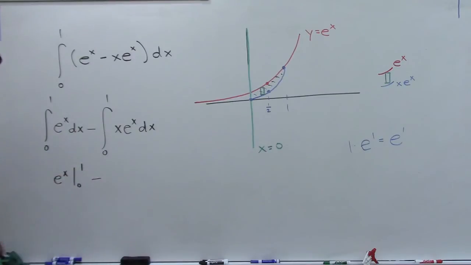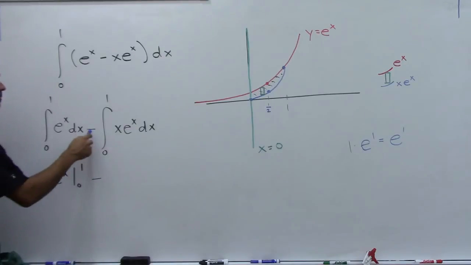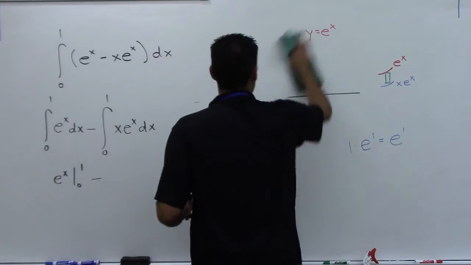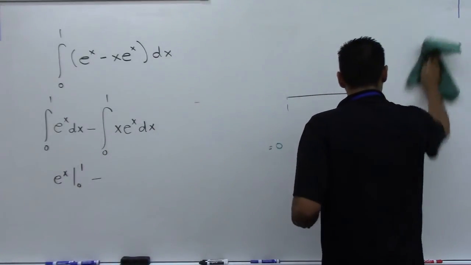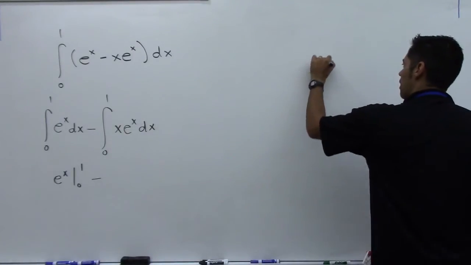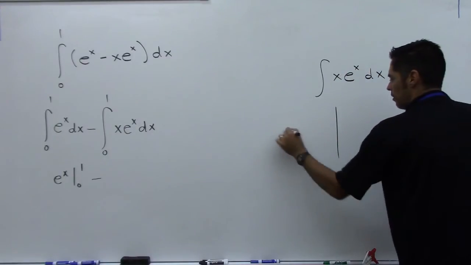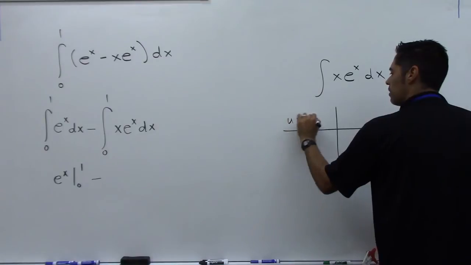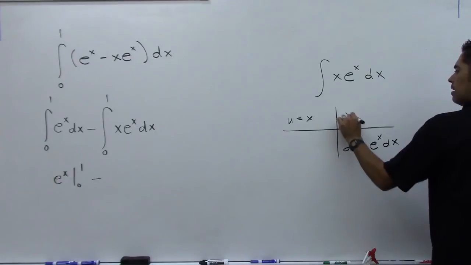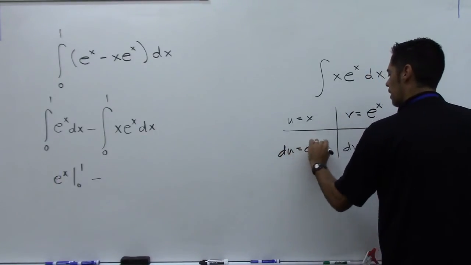Then minus. I would have to plug in 1, plug in 0, get an answer here, and subtract from that whatever this is. Now, this integral of x e to the x, I'm going to do on the side as scratch work. I've got to figure out what the antiderivative of x e to the x is. For that, I'm going to use integration by parts. I'm going to let u be x, dv be e to the x dx. That means v is e to the x, and du is dx.